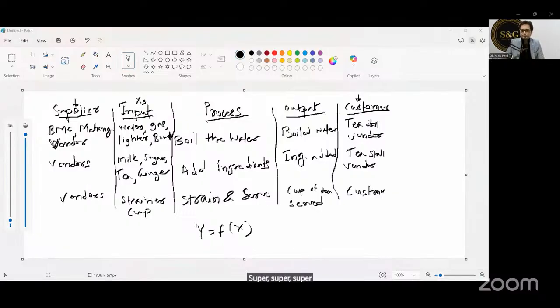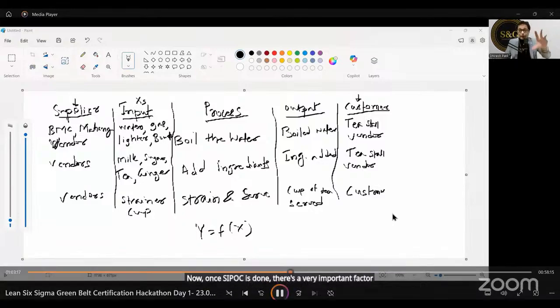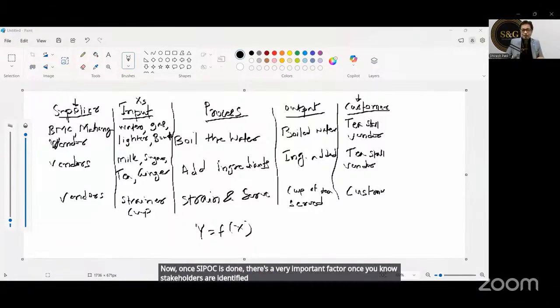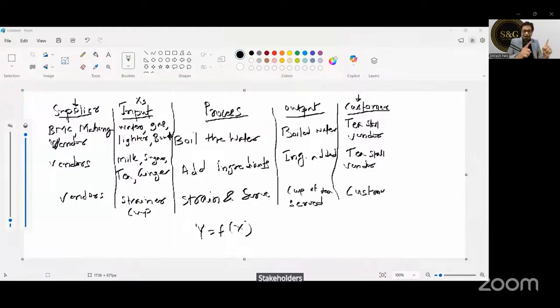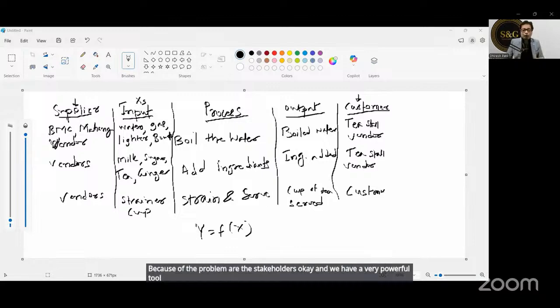Super. Now once SIPOC is done, there's a very important factor. Once stakeholders are identified, we actually do the stakeholder analysis. Who are the stakeholders? The people who are actually impacting and getting impacted because of the problem are the stakeholders. And we have a very powerful tool called stakeholder analysis. Let me share my screen here.